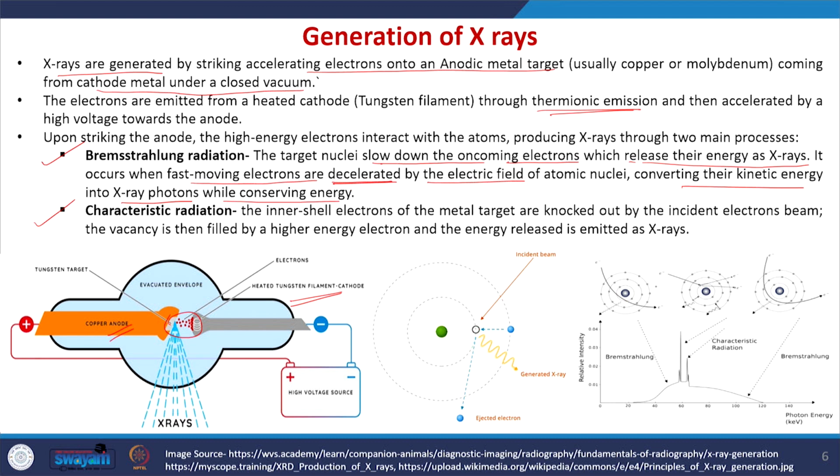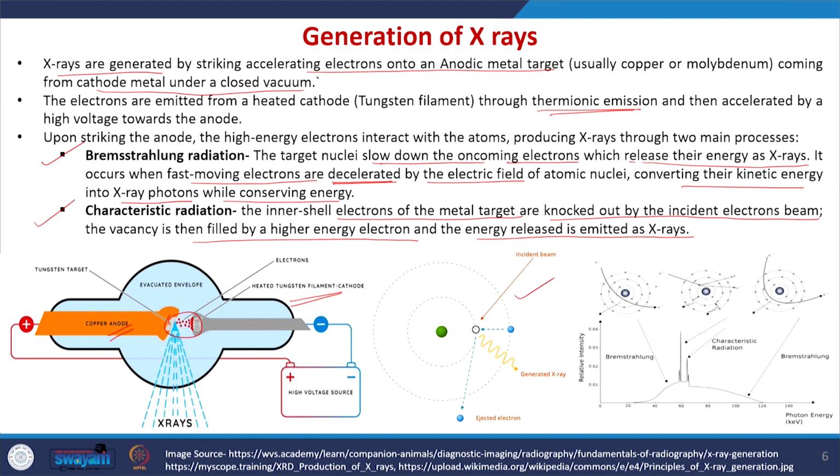The next one is characteristic radiation. Here you can see the inner electrons of the metal target are knocked out by the incident electron beam, then the vacancy is filled by a higher energy electron and the energy released is emitted as X-rays. From this picture we can understand how these X-rays are generated.